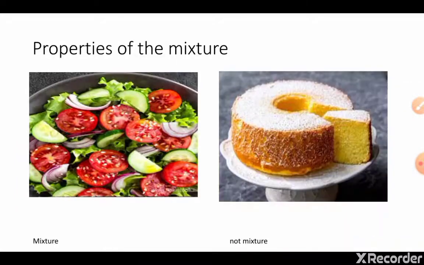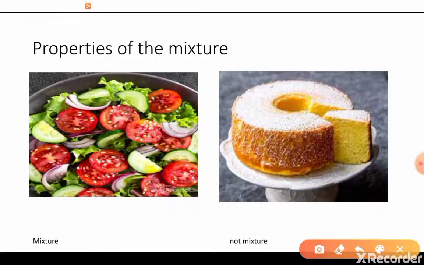Why? This is exactly like the physical and the chemical change in primary 4. Here we have to say that this component or this substance is a mixture, number one, if its components can be separated easily. Here, can I separate a piece of tomato from the salad? Yes, I can. So it's a mixture.